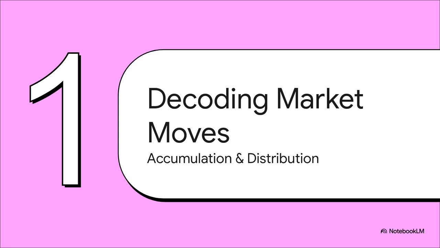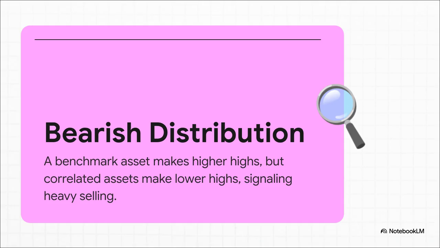All right, so first things first, we need to understand what this smart money activity even looks like on a chart. It really boils down to two key patterns. One is called distribution, that's just a fancy word for institutional selling, and the other is accumulation, which is institutional buying. Let's kick things off with bearish distribution.